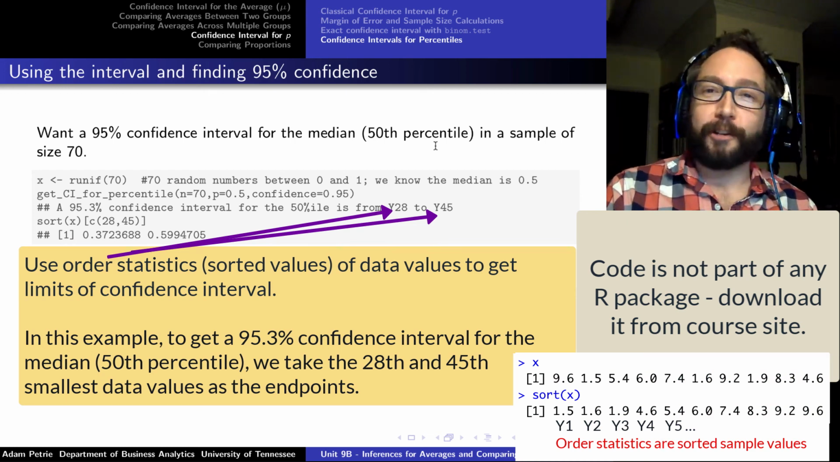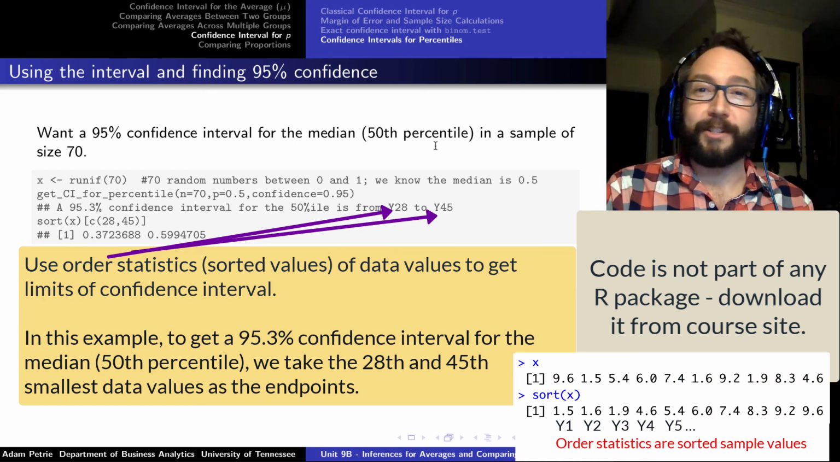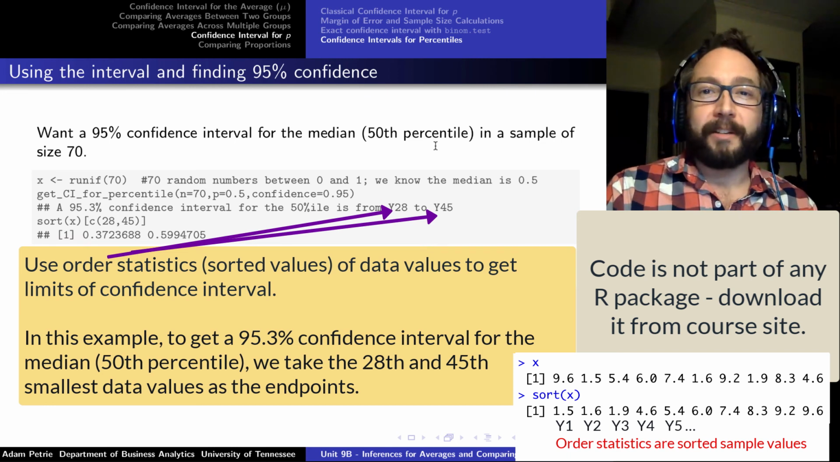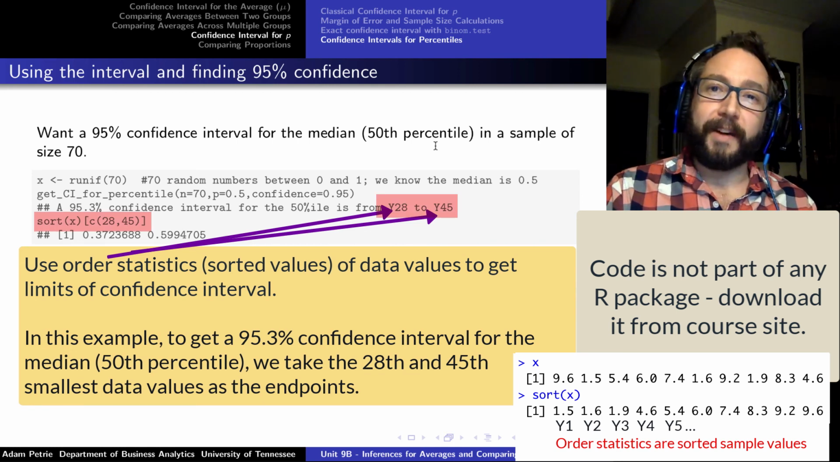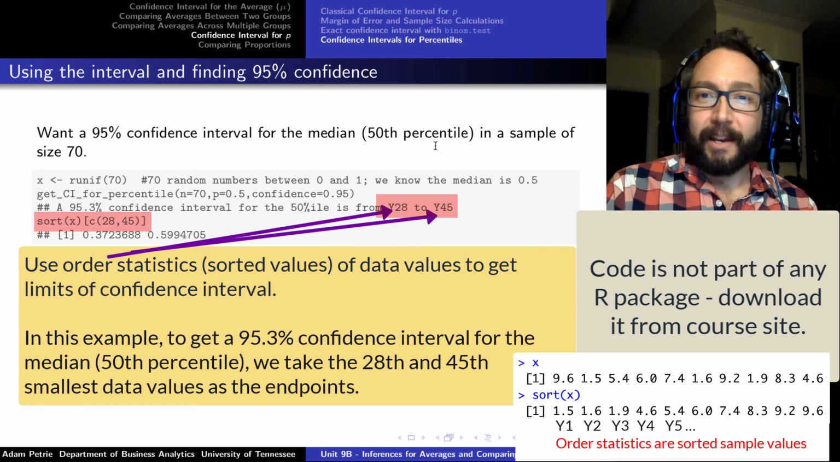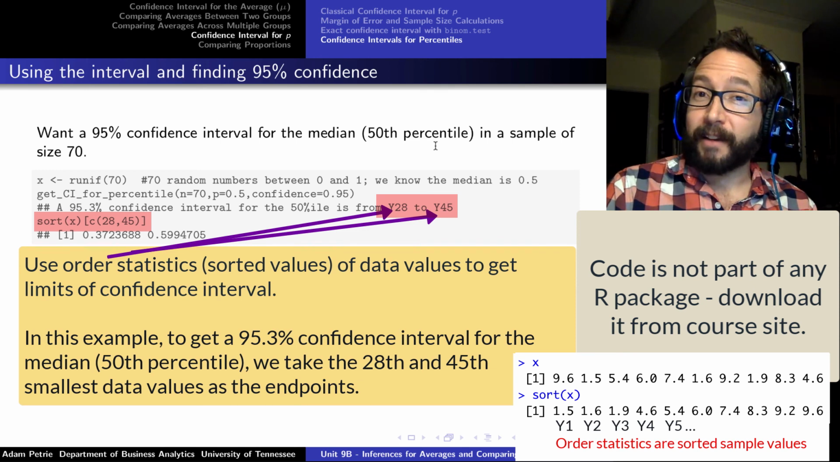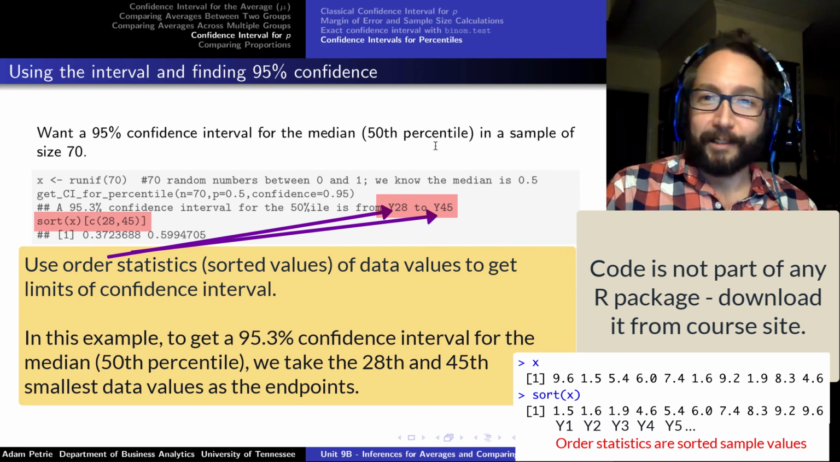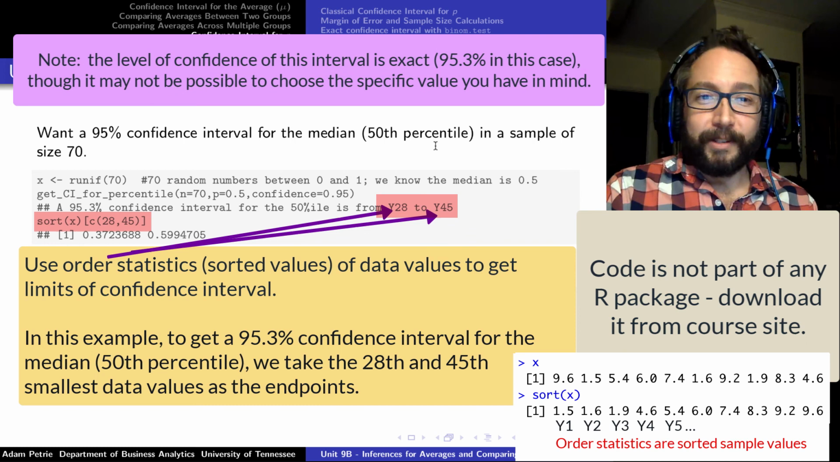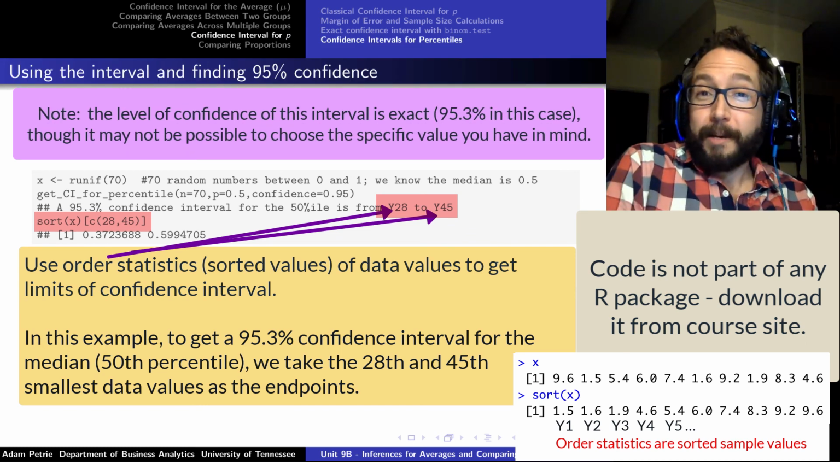Now, in this case, I've generated 70 values, just uniformly between 0 and 1. I want a 95% confidence interval for the median. The output of the function says, well, take y28 to y45 as your confidence interval. In other words, find the 28th smallest value, find the 45th smallest value, and let the range of numbers between those two values serve as your confidence interval. And as a little FYI, that interval is going to have 95.3% confidence.